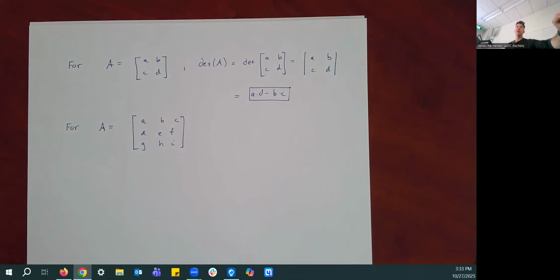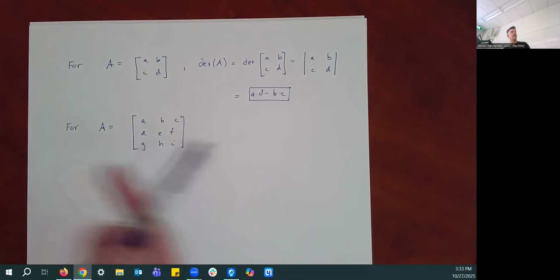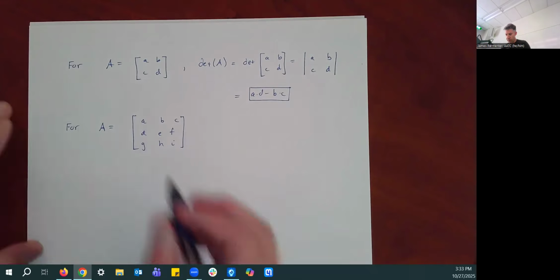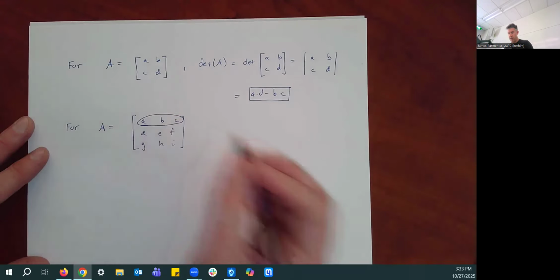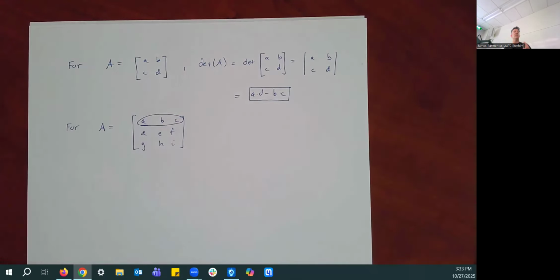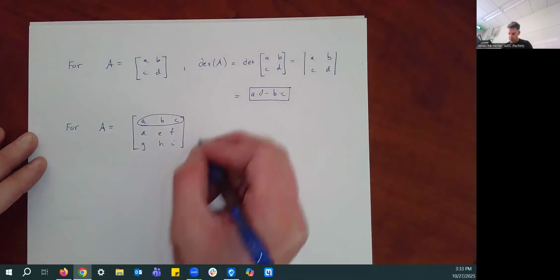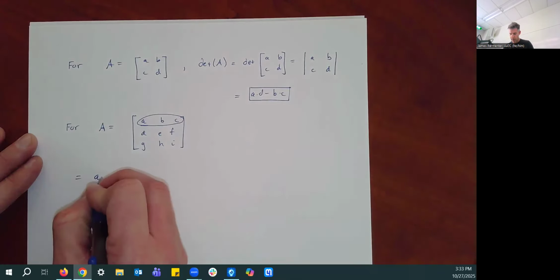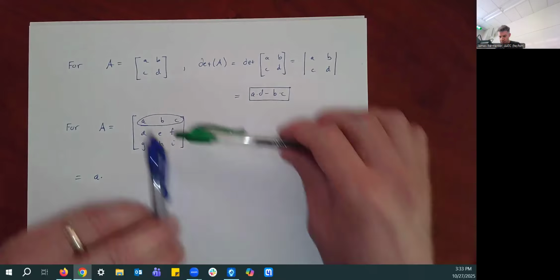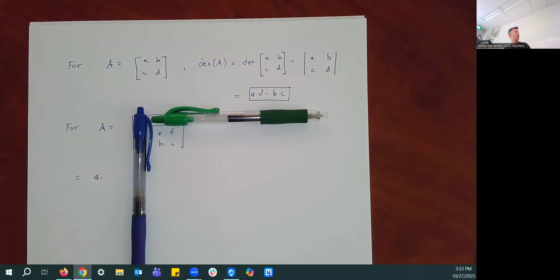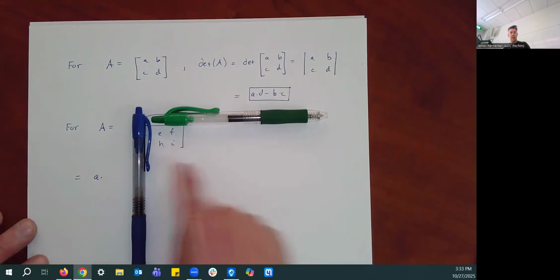When you're taking linear algebra, pick the row or column with the most zeros in it. Here there aren't any zeros, so we're going to pick the first row. So pick the first row, and then for each entry in that row, here's what we do. For the first entry, A, we multiply it by the matrix that's left, and you cross out every row and column that contains A. So when I cross out the row and column that contains A, I'm left with the determinant of the remaining 2 by 2 matrix, E, F, H, I.